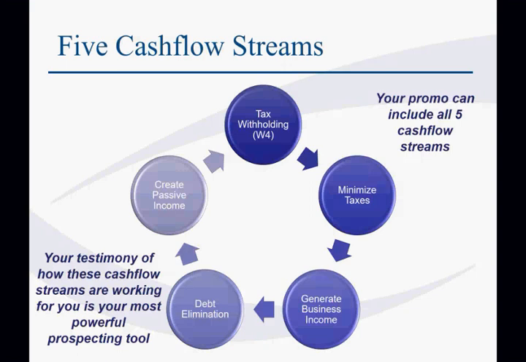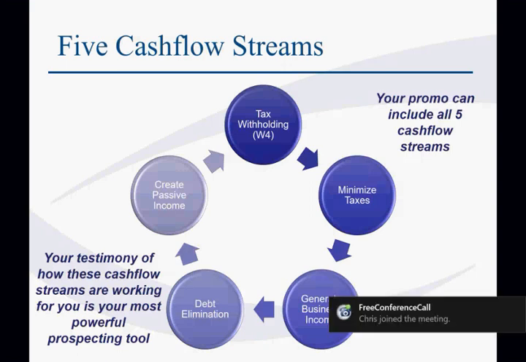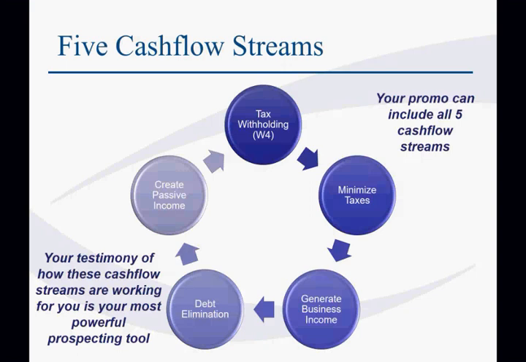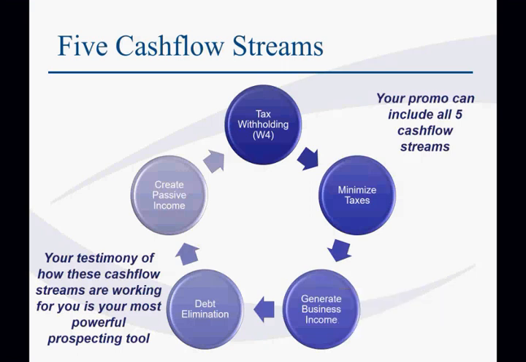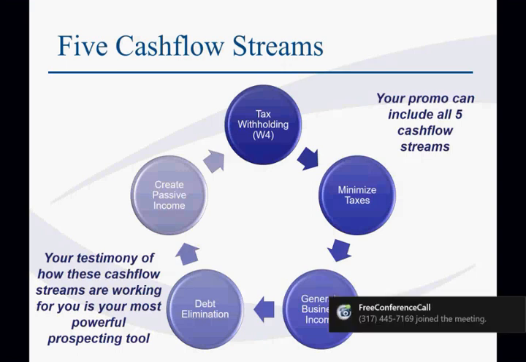So we've got our tax withholding through the W-4. It's one way to get the cash flow stream, how we minimize our taxes as business owners, how we generate business income, how do we make money through myEcon using our products and services in our financial success membership, debt elimination, leveraging our strategies to quickly pay down debt so that you save money. And ultimately, we want to be able to create passive income, money that's working for you when you are not working. And so the basis of the promo is going to be centered around these 5 cash flow streams, because your promo should include how you're benefiting from all 5 of these cash flow streams.